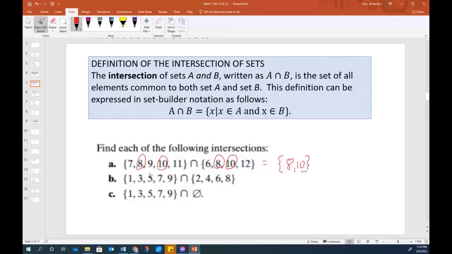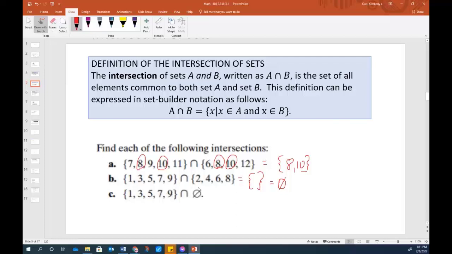So that's my intersection. Now let's do it again with this next one. We've got to start over. 1, 3, 5, 7, and 9, 2, 4. This one has nothing in common. So that intersection has nothing in it, which is really the empty set. The empty set is written like a 0 with a slash through it, which is different than a 0. The number 0 can be an element, but the empty set is absolutely nothingness.